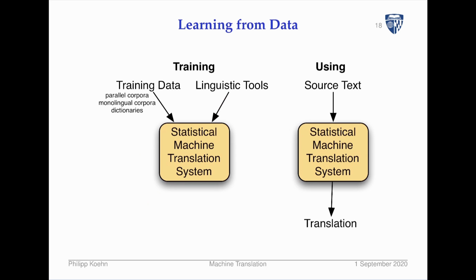The other big idea is to learn from data. So the idea is that you have training data on one hand: parallel corpora, so translated text; monolingual corpora, these are just any text in the languages involved; dictionaries; and maybe also linguistic tools. That allows you to collect the statistics to build a machine translation system. And then at runtime, when you actually want to use it, you just take the source text, run it through the statistical machine translation system, and produce a translation. So the key here is you learn from data.